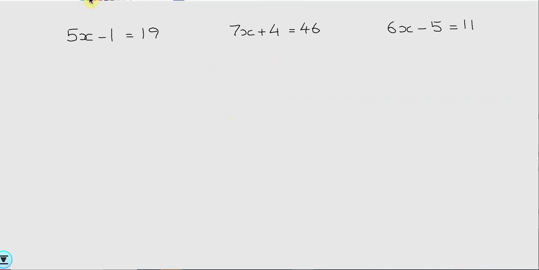So let's have a look at 3 of them. You know, it's up to you if you're watching this from home. You can pause the video, have a go. If you're watching it in school, in a cover lesson, whatever, then you can just carry on watching.